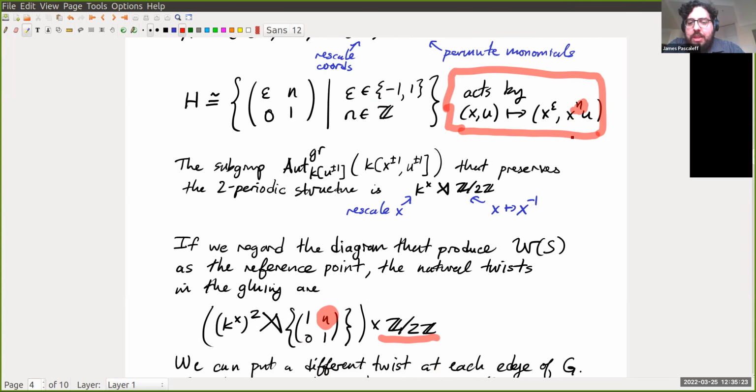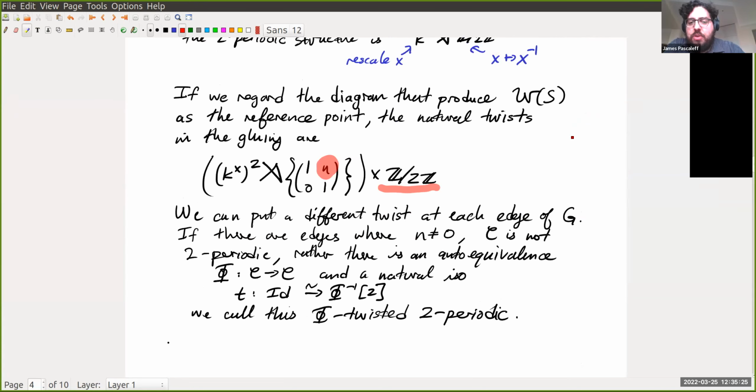If n is not 0, you don't get something two-periodic, but you get something which I would call twisted two-periodic. In fact, what you get is that this category, the limit category C, is going to come equipped with an autoequivalence, which I'll call phi, and there's going to be a natural isomorphism from identity to phi inverse shifted by 2. So I call this a phi-twisted two-periodic structure. Another way of saying it is that the autoequivalence phi is isomorphic to the shift by 2. That's another way of thinking about it, but it's not two-periodic when phi is non-trivial.